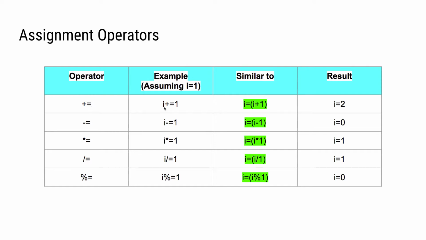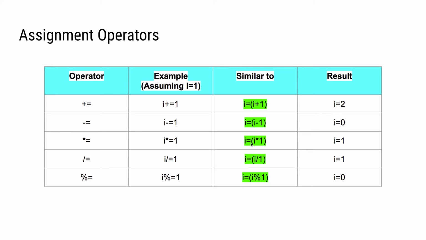Plus equals: i plus equals 1, assuming that i is equal to 1, which is similar to i is equal to i plus 1, that is i is equal to 1 plus 1, which is 2. Therefore, the final result of i is 2. Second one is minus equals. This is equal to i equals i minus 1, which is i is equal to 1 minus 1. Therefore, the result is 0.